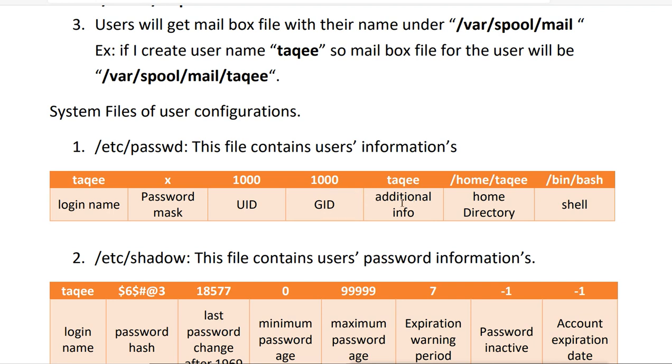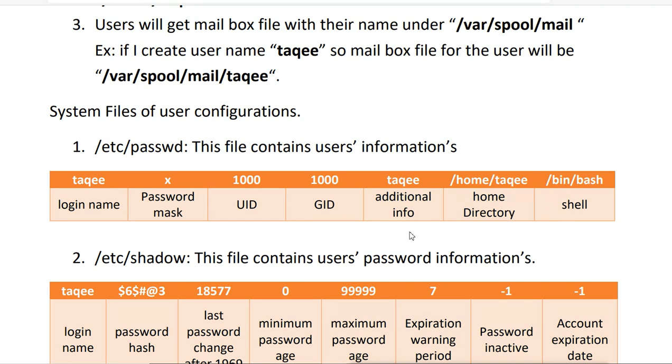Additional information can be anything, like a description of the user, what that user does, and anything else. We can also add the name, address, phone number, whatever we want here. Then it will show the home directory name, what the home directory is for this user, and the shell.